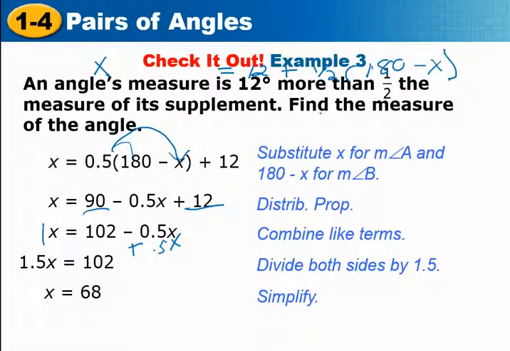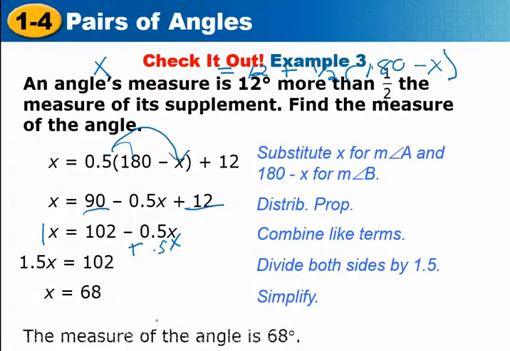But that's not what they ask us to find. They ask us to find the measure of the angle. So the measure of the angle is 68 degrees. Oh, see, this one they weren't asking us for the supplement. They were actually asking for x. So if we're letting the angle be x, then you don't have to do another step here. So you have to check carefully at the end. Are they looking for the measure of the angle, or are they looking for the measure of the supplement or the complement, like in the last one?